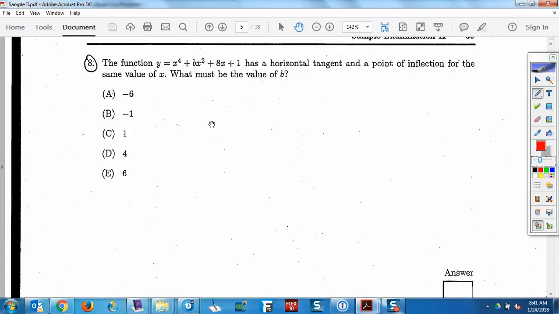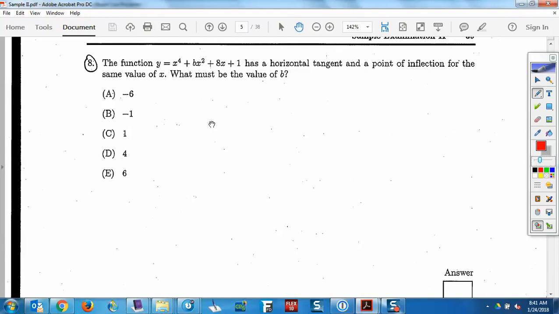Then just remember, b is just a number. Typically what that means is you have an extra unknown, and if you have 2 unknowns, you maybe need 2 equations. We have x and b here, you might say. That's why we're going to have 2 equations, because they said horizontal tangent. How do you find a horizontal tangent? Where the derivative is 0. Horizontal tangent, derivative is 0.